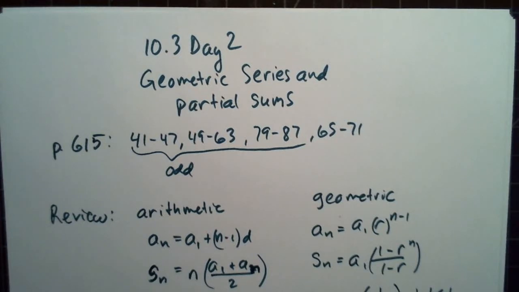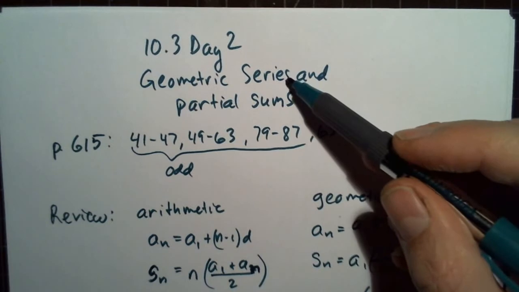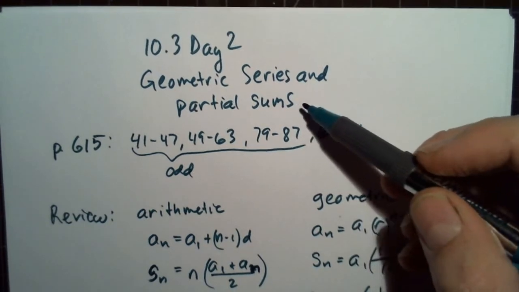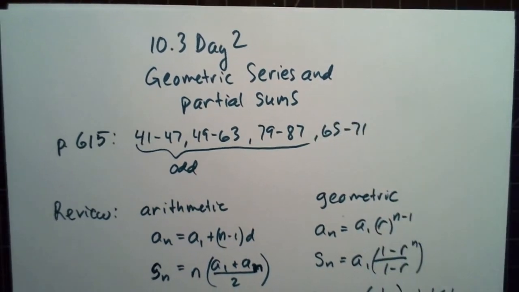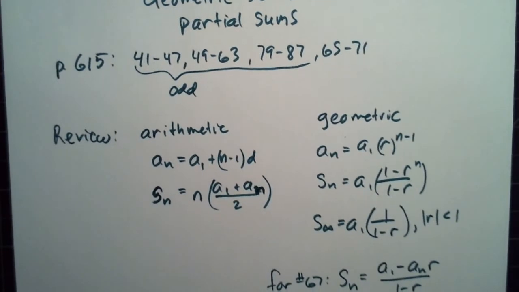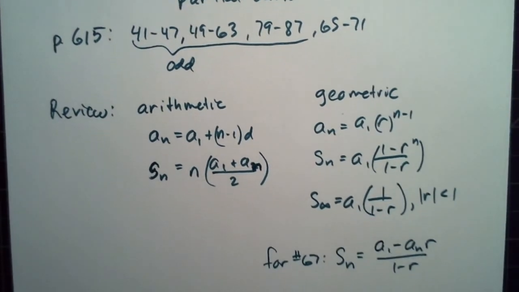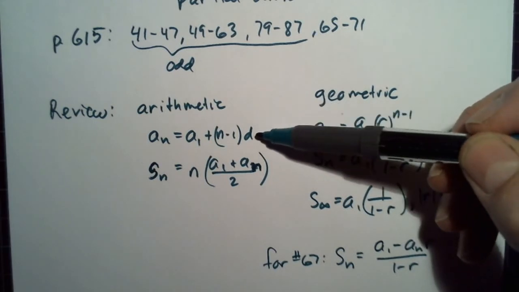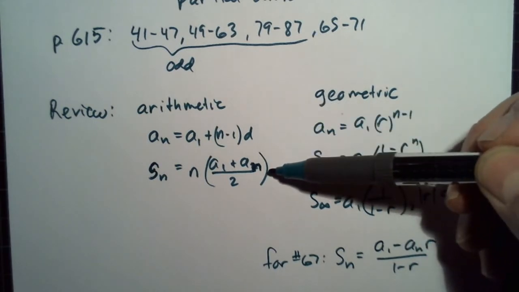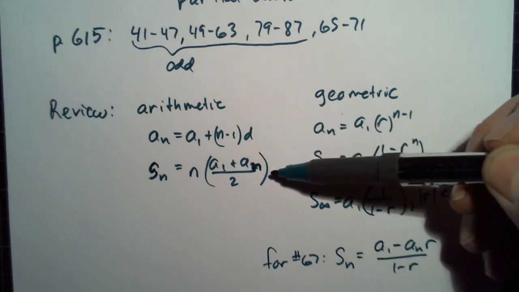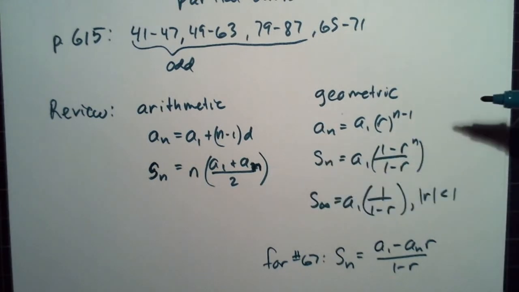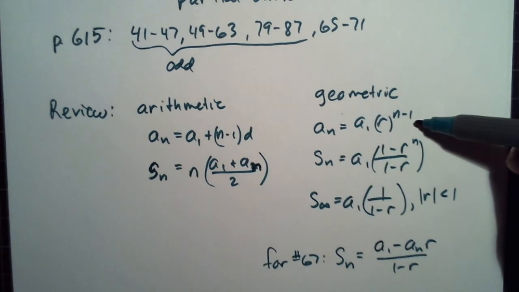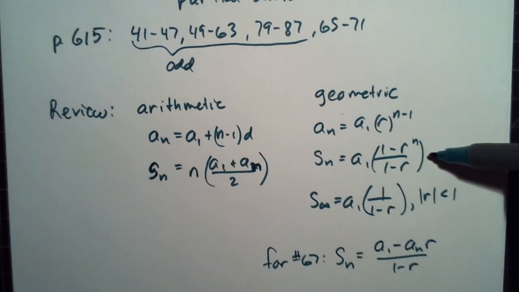In this lesson, we'll talk about geometric series and partial sums. Let's review what we've learned with arithmetic and geometric sequences and series. An arithmetic sequence has this formula. The sum of an arithmetic sequence looks like this. And here's the explicit form of a geometric sequence.